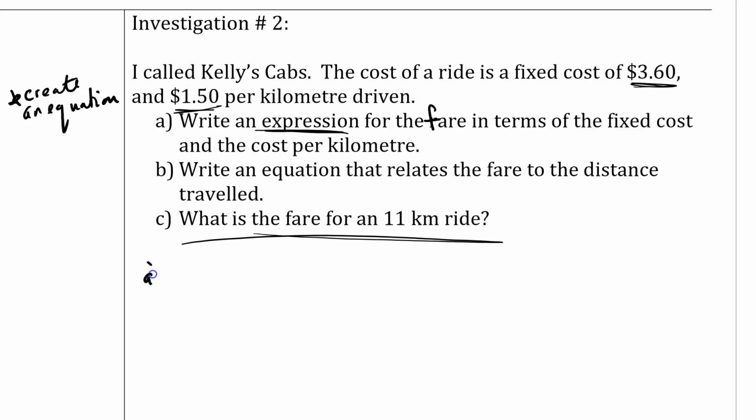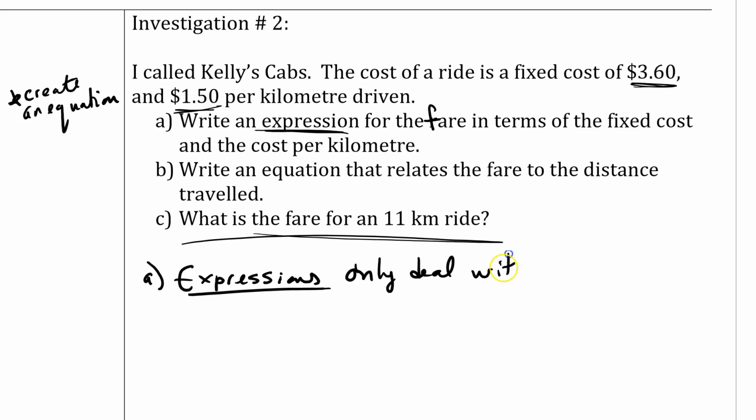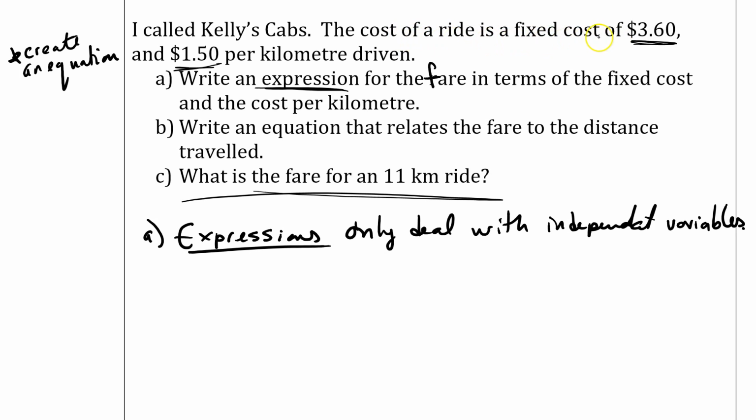So expressions only deal with independent variables. They only deal with the inputs into an equation. So for this one, I would say $3.60 plus $1.50 times any distance or kilometers driven. I can use units in my expression.